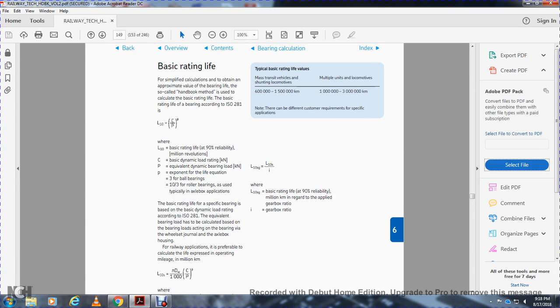Alright, so the typical basic rating life for mass transit vehicles and shunting locomotives is 600,000 to 150 million kilometers. Multiple unit locomotives are 1 million to 3 million kilometers. Note that there are different customer requirements, specifications, and applications.